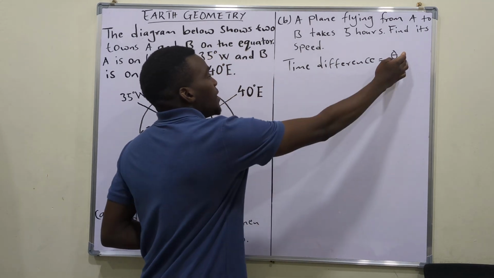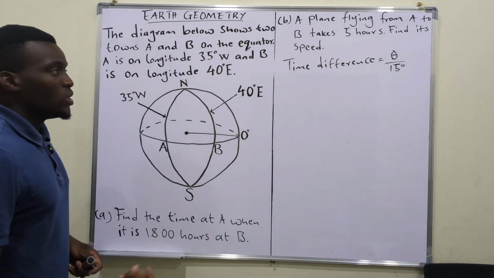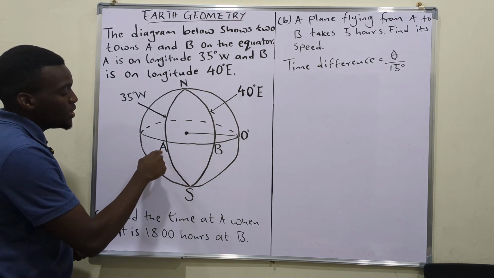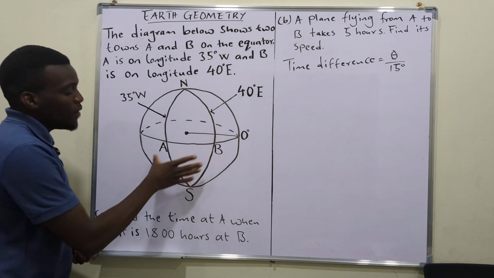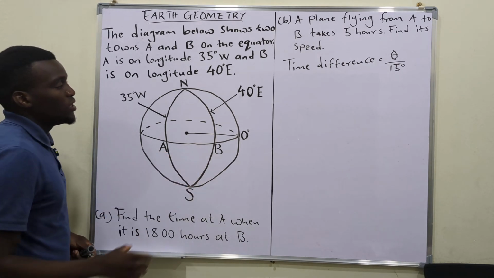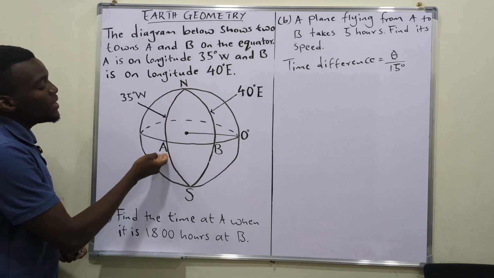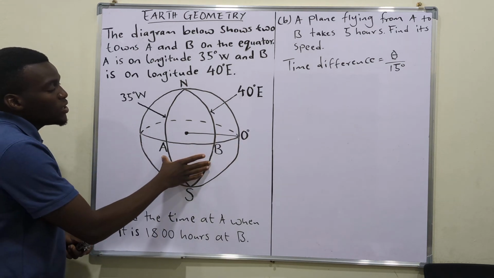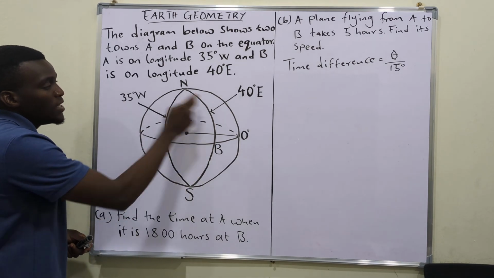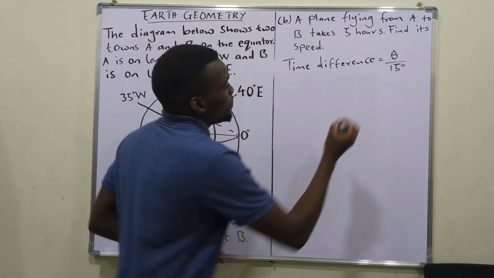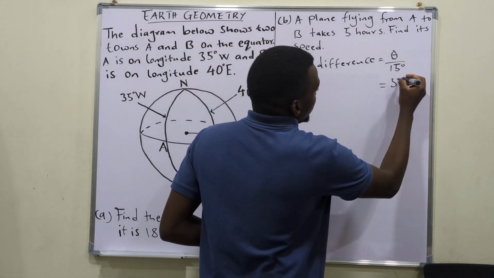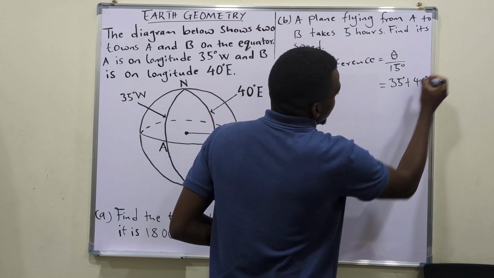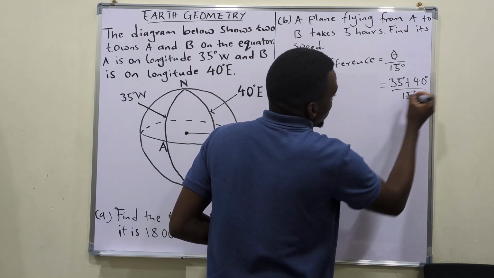Now, theta is the difference in longitude. It will be represented by the difference in longitude between the points A and B. So we have to find the difference in longitude. Take a look at the diagram. Point A is to the west, and point B is to the east. So the difference in longitude will be the sum of the two longitudes. So you have 35 plus 40 degrees, and then we divide this by 15 degrees.